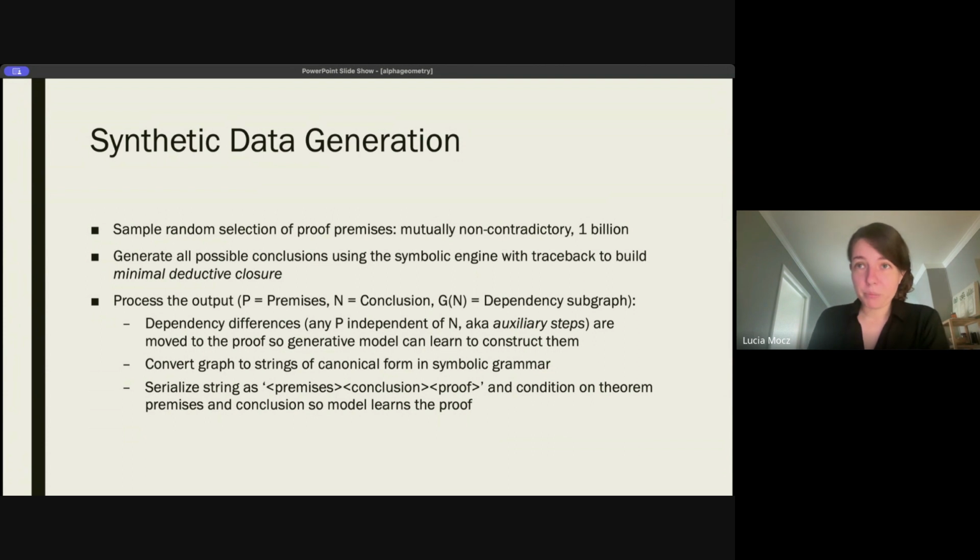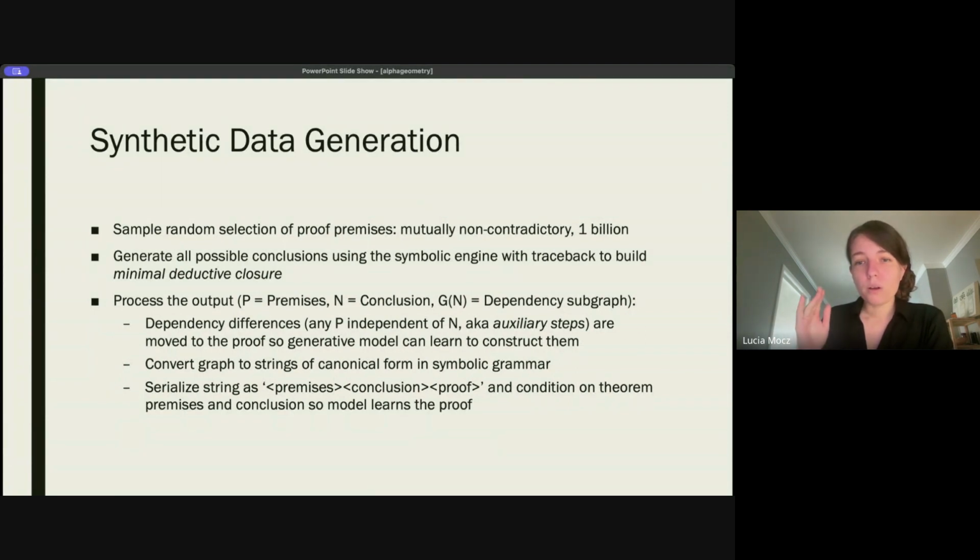Then there's a very complex processing step for these graphs that you generate. The most important step in this processing step is that you determine what are the dependency differences in this graph. So you have a set of premises, you have the conclusions that you reach, and you have your dependency subgraph between your premises and your conclusions.